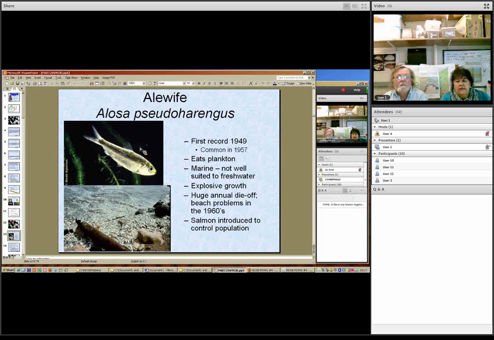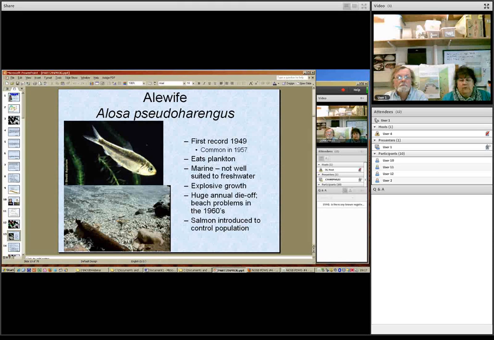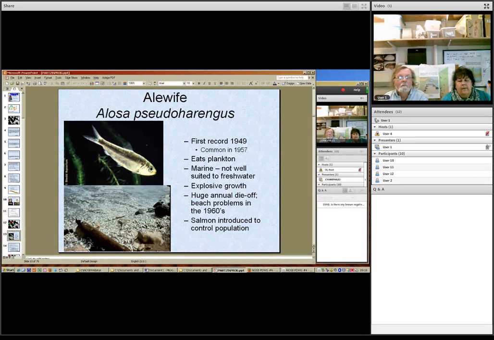And like Russell mentioned before, it eats plankton, and the explosive growth, as you can see here, really kind of decimated all the food that they had to eat, and there was not enough. And here you would see them along the beach in Lake Michigan, and it was a really huge problem. And the huge die-off was in the 1960s that people still talk about. And if you look in the references, the neighbors around the Lake Michigan beaches in Illinois, Indiana, Wisconsin, it was huge all over the place.